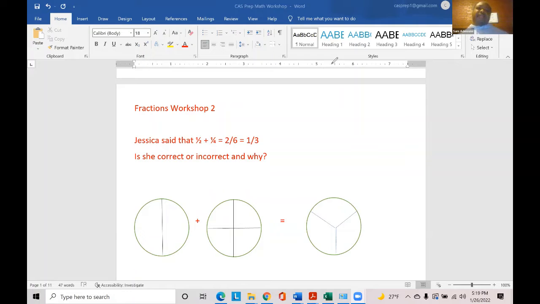So Madison? I have the answer. Okay, what did you get? I said she's incorrect because when adding fractions, you cannot add the denominator. You can only add the numerator. The only way you can add fractions is if they have like denominators, and 2 and 4 aren't like denominators. Okay, so say that last part again. Well, 2 can go into 4, it's just that in the problem right now, they aren't the same denominator.